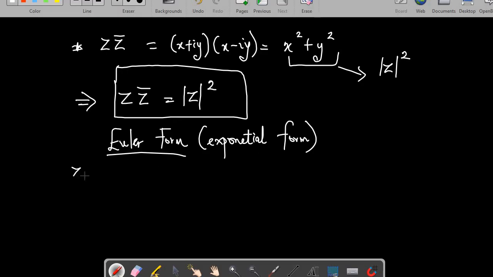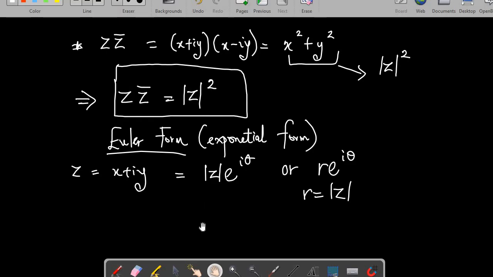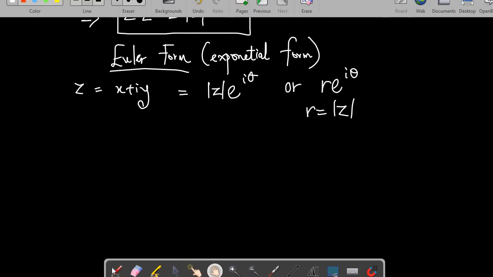Now, if you have a complex number z, don't forget we said it is equal to x plus iy. You can also write it in Euler form this way: modulus of z times e to the i theta. We already know what modulus of z is, and I know what theta is, the argument. Or some people write it as r e to the i theta, where r is simply the modulus of z. So this is your Euler form. Every complex number z can be written in this form.